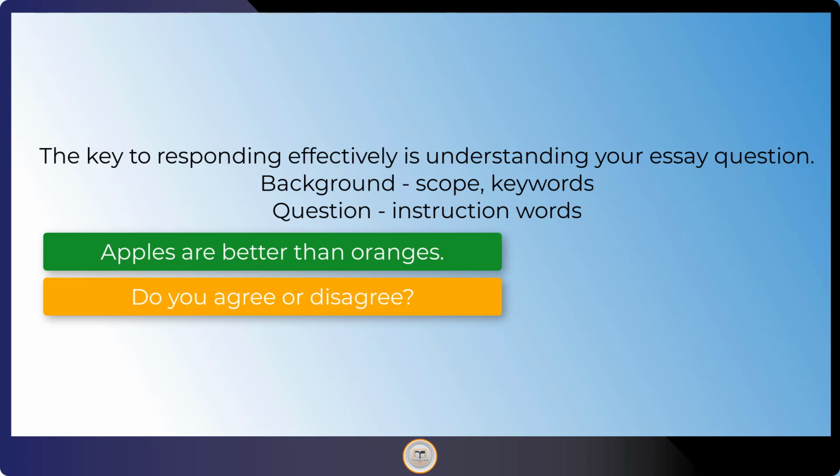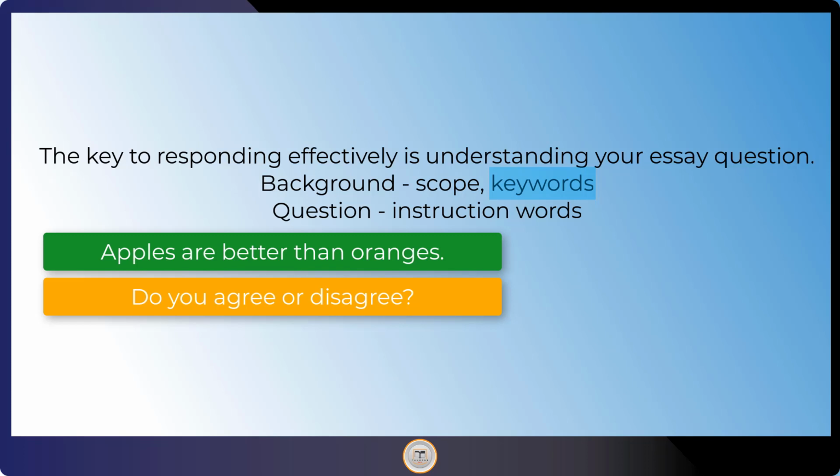Now basically all IELTS essay questions must have two parts. The first is some kind of background, which includes things like the scope, which is sort of like the general topic of the essay, and the keywords, which perhaps help to pinpoint or narrow the scope a little bit and make it a little bit more specific.